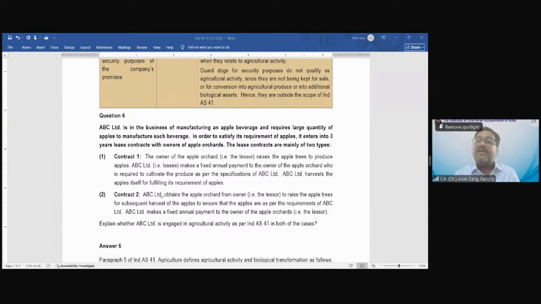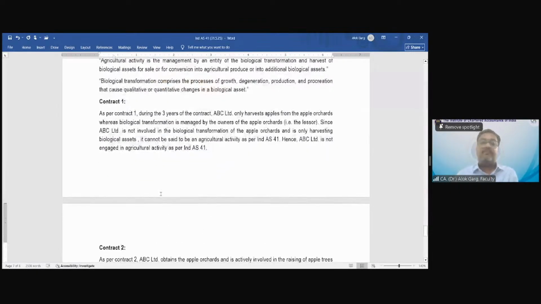So friends, if I talk about the definition of agriculture and agricultural activity, so Ind AS 41 defines agricultural activity and biological transformation, right? So what is agricultural activity? Agricultural activity is the management by the entity of the biological transformation and harvest of biological assets for sale or for conversion into agricultural produce or into additional biological assets. What is the definition?